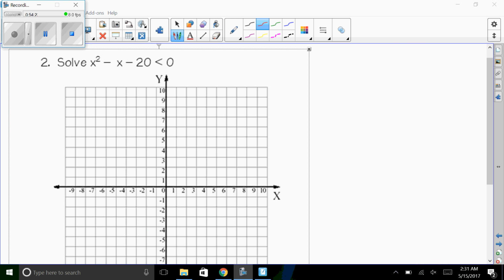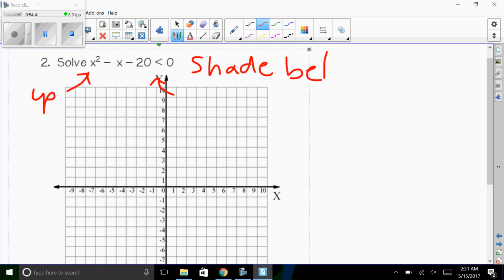Alright, number 2, we have to graph it. So we need to know a few things. Leading coefficient is positive, so it's going to open up. That tells us that we're going to shade below the x-axis, or where y equals 0. And since it doesn't have an equal to sign, we're going to have open circles.